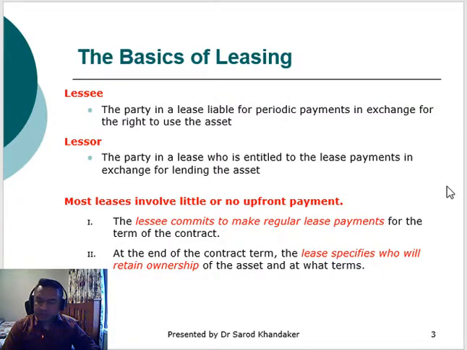Second is the lessor. The lessor is the party in a lease who is entitled to the lease payments in exchange for lending the asset. So the lessor is basically the owner of the asset. He is actually lending the asset to the lessee, and because he's not using his asset, he is charging some payment.